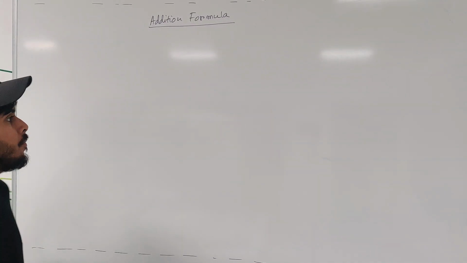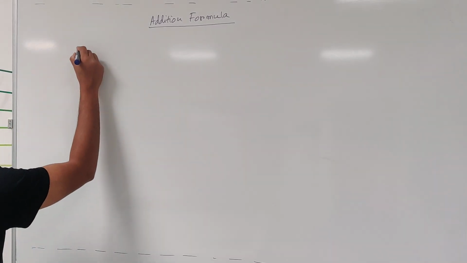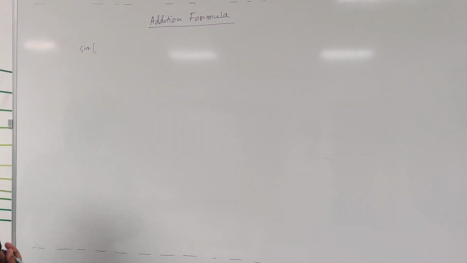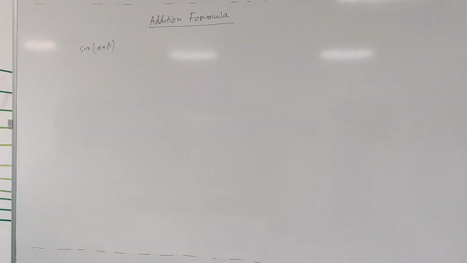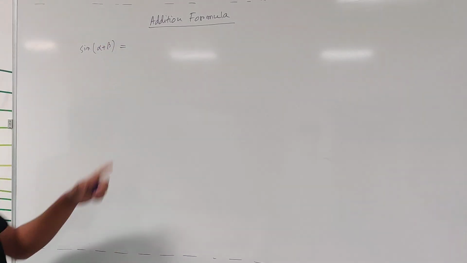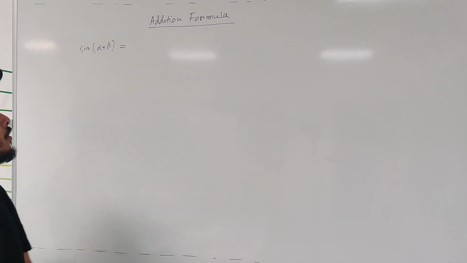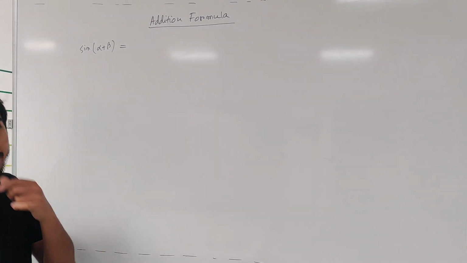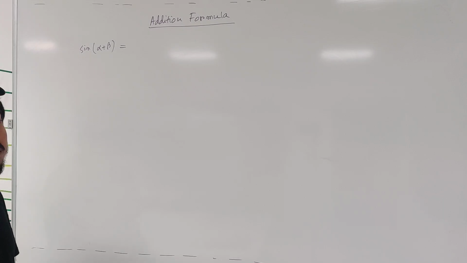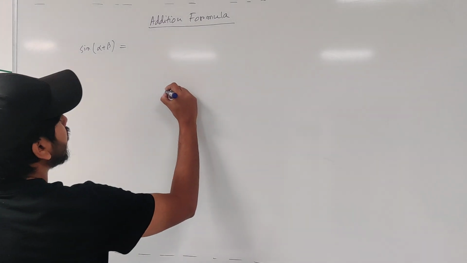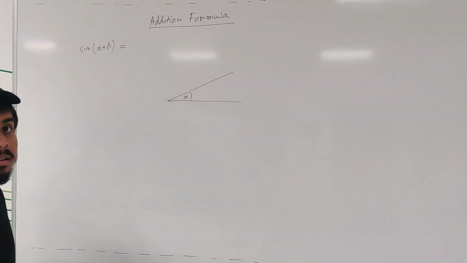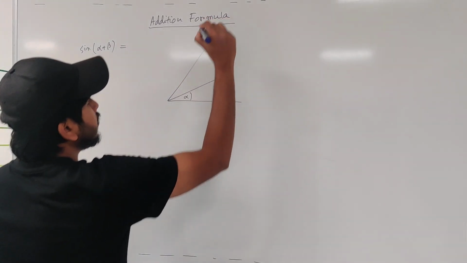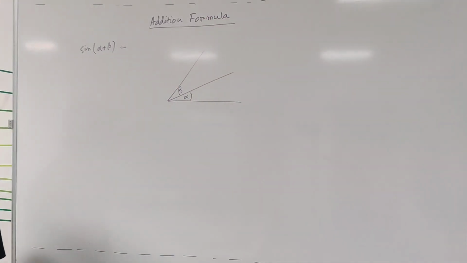Alright, today I'll be discussing the addition formula. What is that? So let's say I have sine, then two angles added inside sine. Can we express this as some combination of sine of those individual angles or cos of those individual angles? We can. How? Let's say we have one angle as alpha, the other angle as beta.